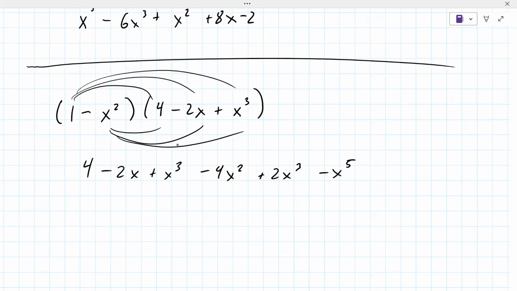You can also count, right? You should have 6 when you're done. 2 of these times 3 of these should be just 6 terms. Now they combine, but so this becomes minus x to the fifth. And then like terms here, plus 3x cubed, maybe cross them out as you go. Minus 4x squared, minus 2x plus 4, like that.